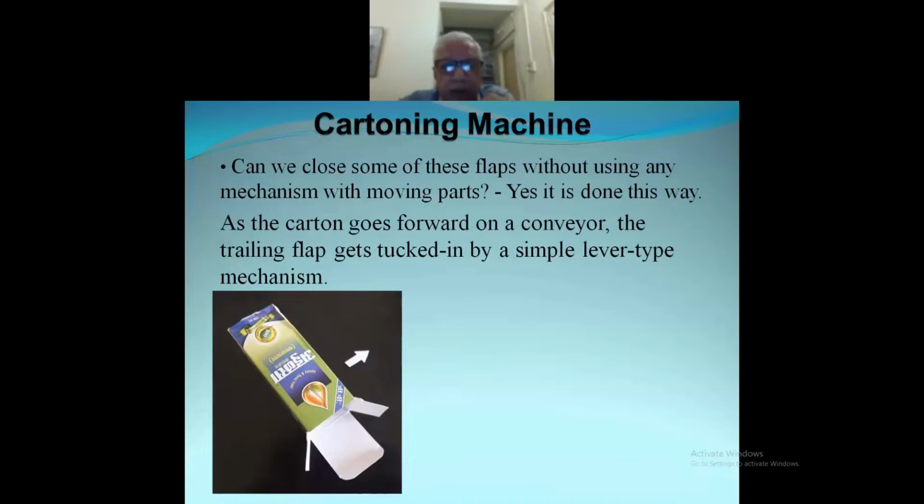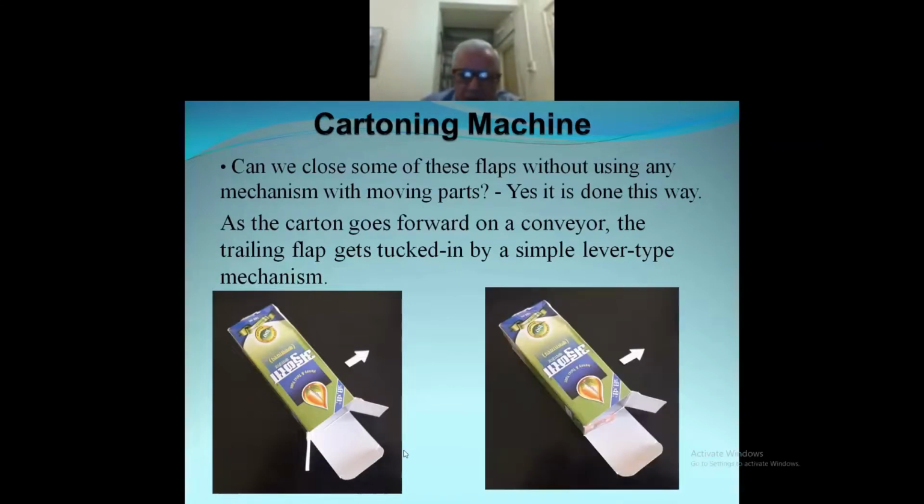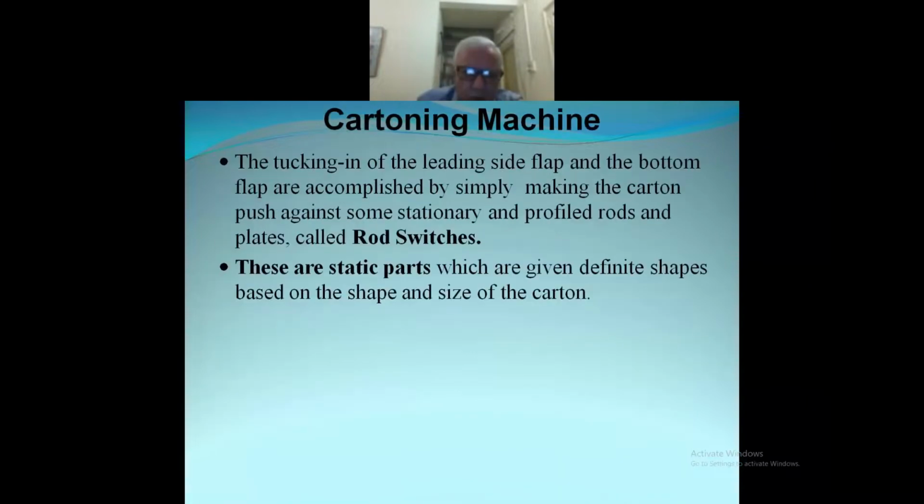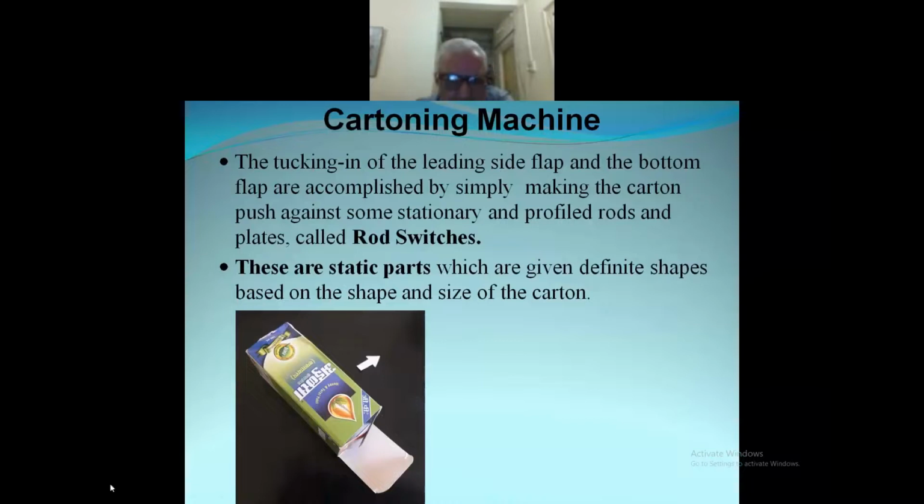If you think how I would have closed this using our hand and fingers, it seems remarkable that I can do it by a static part, but it is done like this. As this one moves in the direction of the arrow, the trailing flap, as it goes forward, comes up against a simple mechanism and gets fixed. The leading flap, when it goes forward, works against a static part, and as a result of the reaction force, it just folds itself like this.